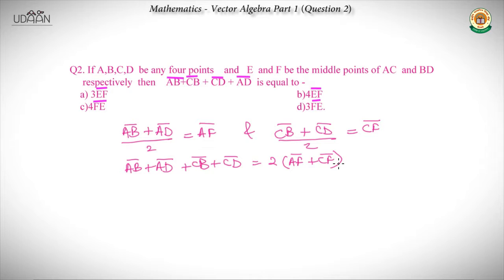Now since E is the midpoint of AC, this will also be equal to 2 times 2 EF bar, that is equal to 4 times EF bar. And that's our solution. Option B. So that's correct.